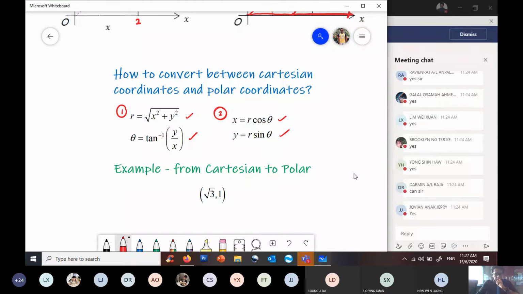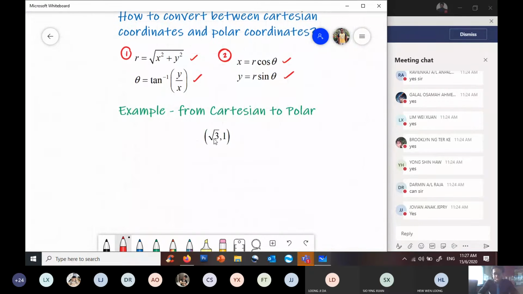So let's do one example here, a simple one. This is a Cartesian coordinate: square root 3, 1. Obviously on graph paper you can plot it. Square root 3 is a bunch of decimal places, not sure how much it is, but square root 3, 1 can be plotted on graph paper.